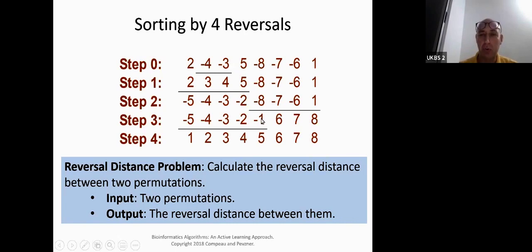It became minus 1, 6, 7, 8. Why? Minus 1, 6, 7, and 8. And I'm going to reverse this one, 6, 7, 8, minus 1, minus 2, minus 3, minus 4, and minus 5. And now we have 1, 2, 3, 4, 5, 6, 7, and 8.